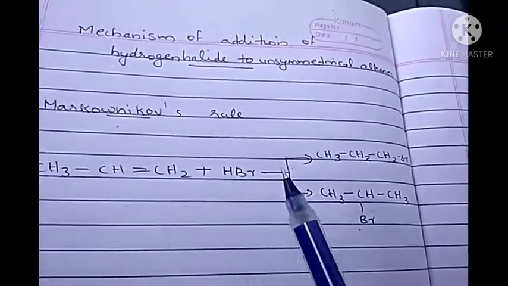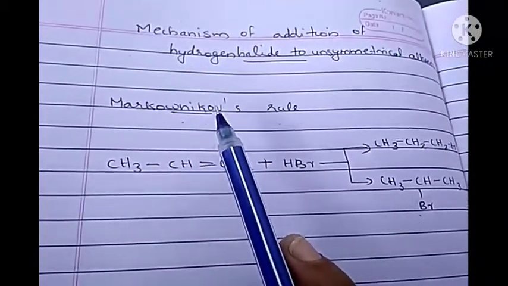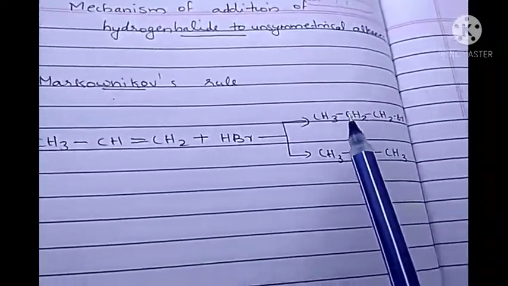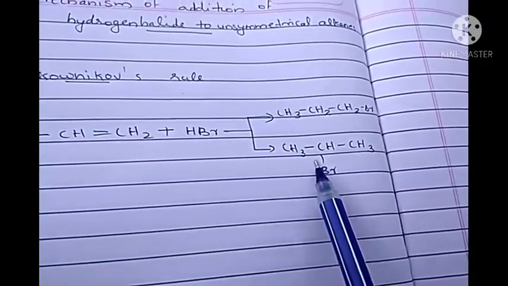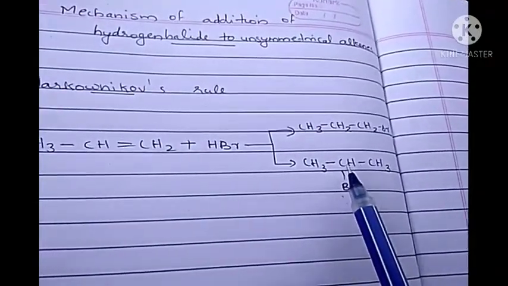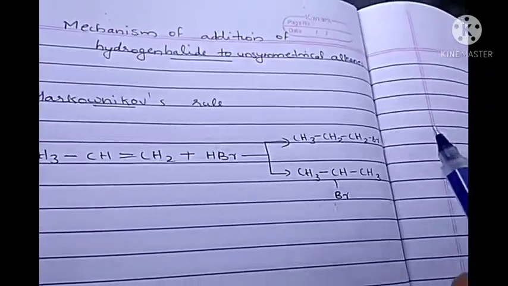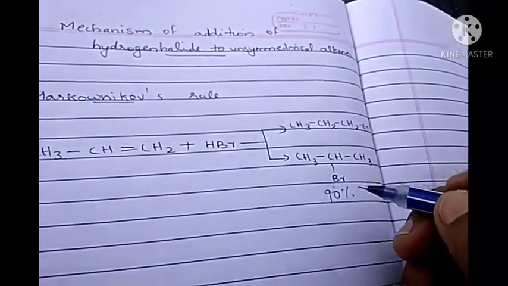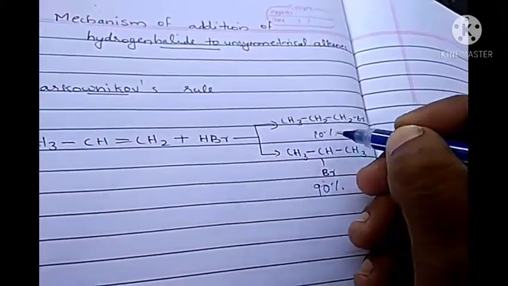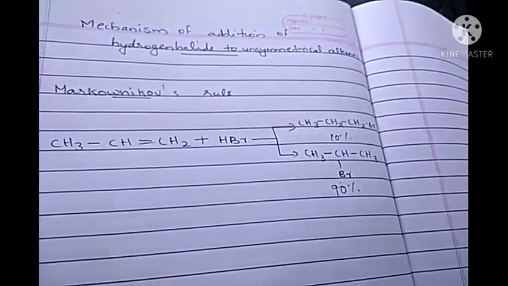That rule is known as Markovnikov rule. So according to Markovnikov rule, if a hydrogen halide is added to an unsymmetrical alkene, two products will be formed. Out of these two products, the product in which the negative part is attached to the carbon containing less number of hydrogen will be the major product. This product will be formed in 90% and this product will be only 10%. This rule is known as Markovnikov rule.